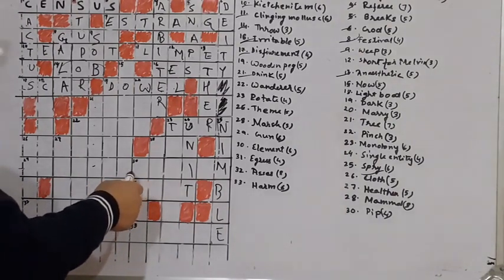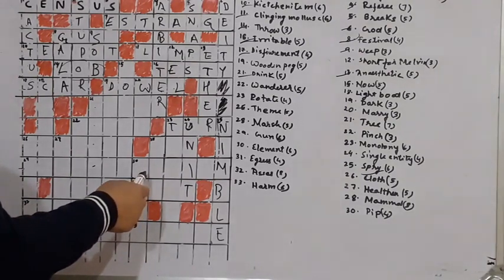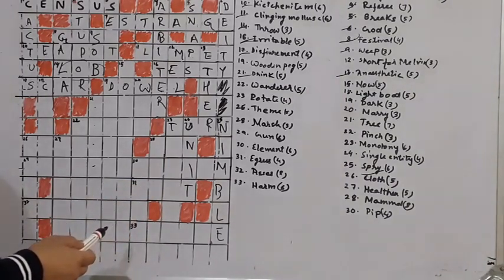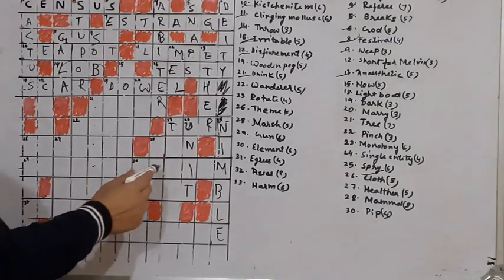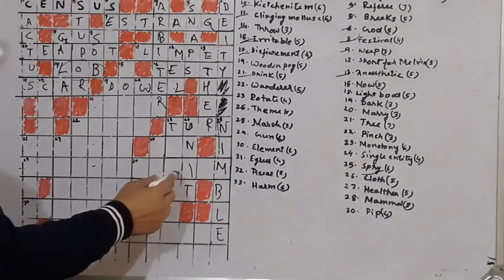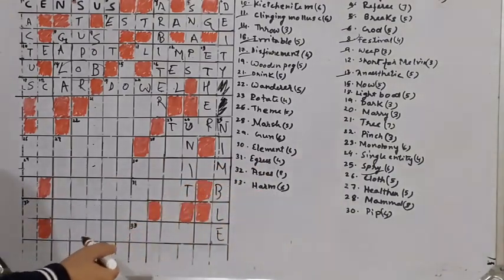That is the block 30. You can see 30 across. 30 across is element. Okay. Element. Okay, let us not attempt it now. 30, element. Any element can be here, right? So we don't know.